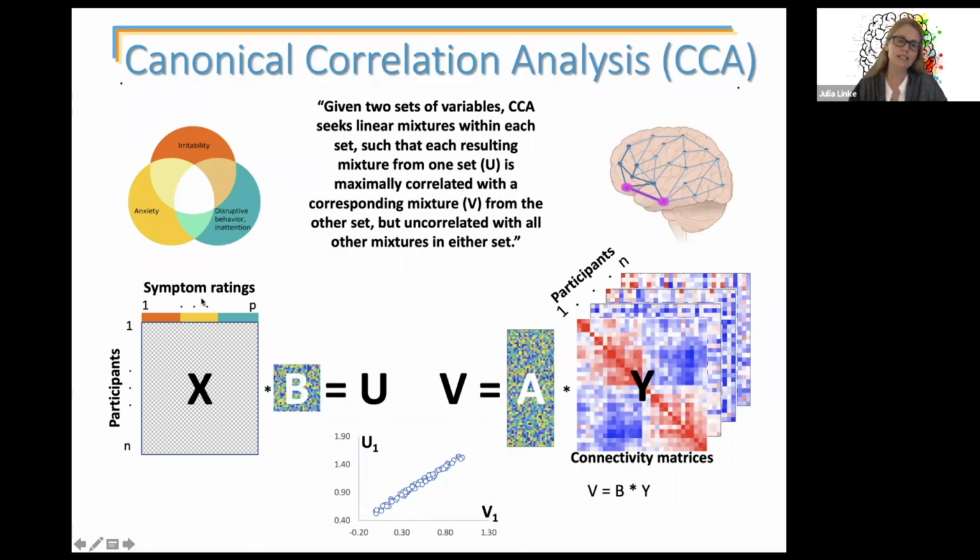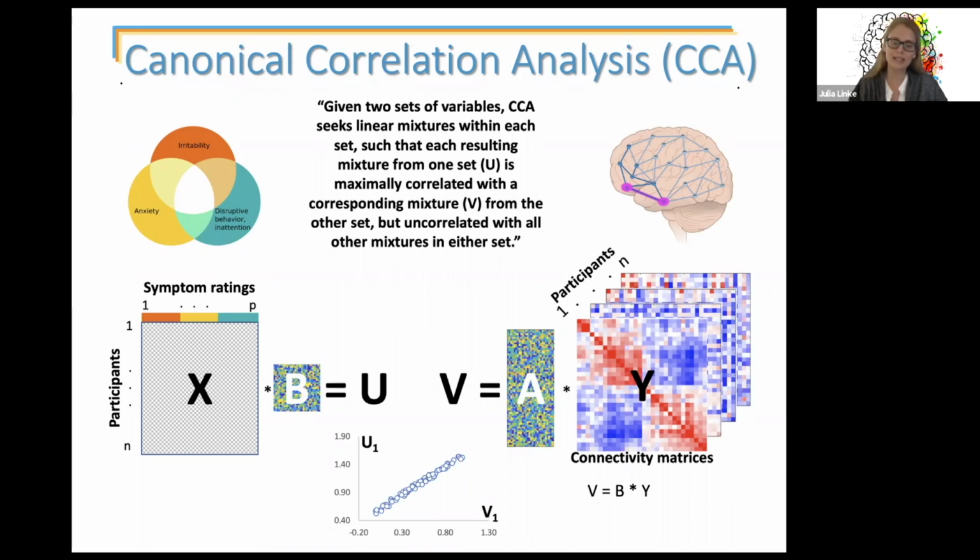Well, what CCA does, it takes two sets of variables as input. So in our case, symptom dimensions and brain connectivity patterns. And for each of these input sets, it derives a set of latent variables, here termed U and V. The size of this set of latent variables is determined by the size of the smallest input data set, which in this scenario is likely going to be the symptom ratings. So for example, if we input 29 symptom ratings, we will get 29 latent or canonical variates.